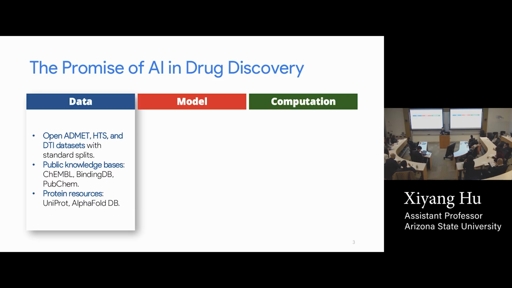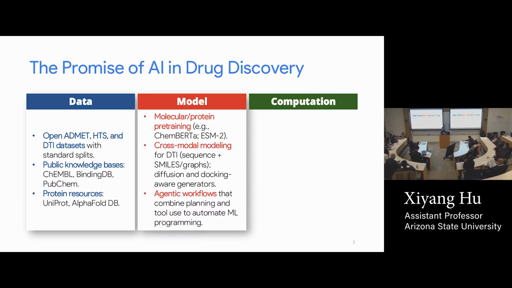In addition to that, the second important stride is in models. We now have pre-trained large language models for sure. But in science, we also have pre-trained models on, for example, ChemBerta for molecules, and ESM2 for protein. And in addition, there are some cross-modal models that can take multimodal input. For example, they can combine the protein sequence with the molecule structure as input to predict the drug-target interaction.